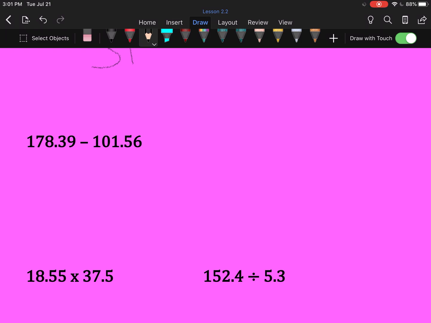178.3. 3 is between 0 and 4, so I'm going to keep the 8, so this is going to be 178 minus 101.5. 5 belongs to 5 and up, which tells me to move the 1 up to a 2, so we're going to make this one a 2. There's our estimation done, now we just need to subtract. 8 minus 2 is 6, 7 minus 0 is 7, and 1 minus 1 is nothing.